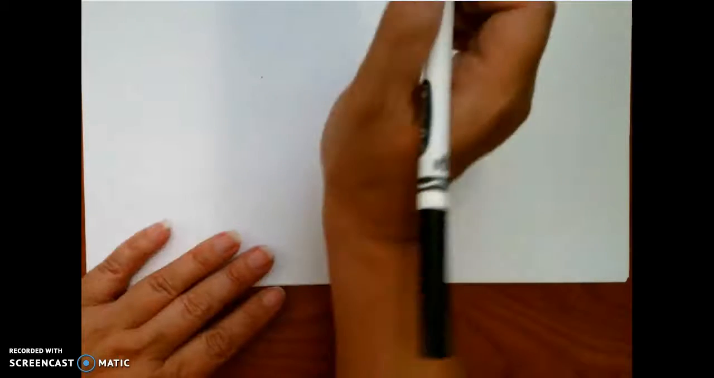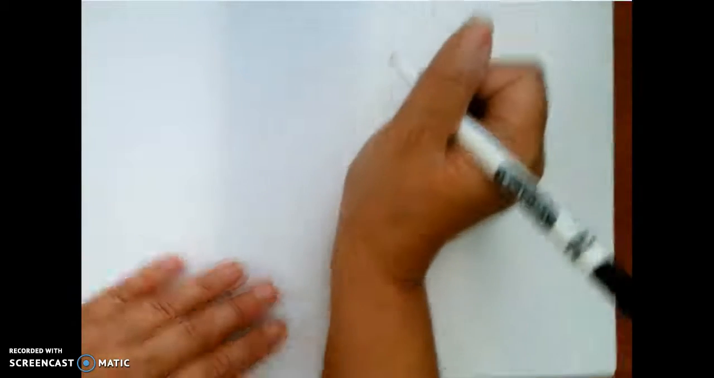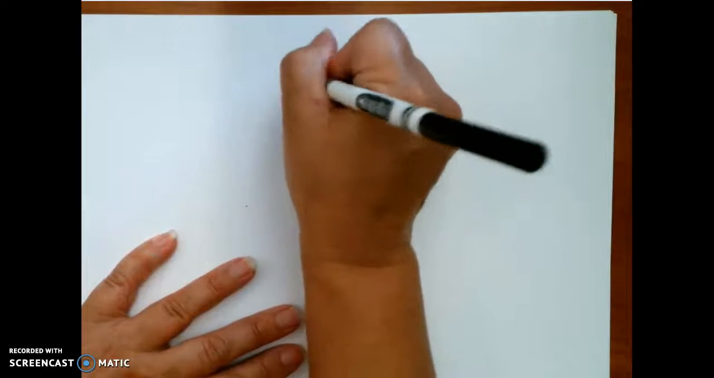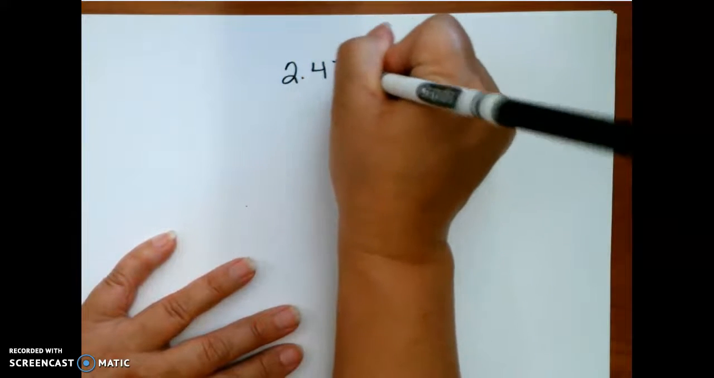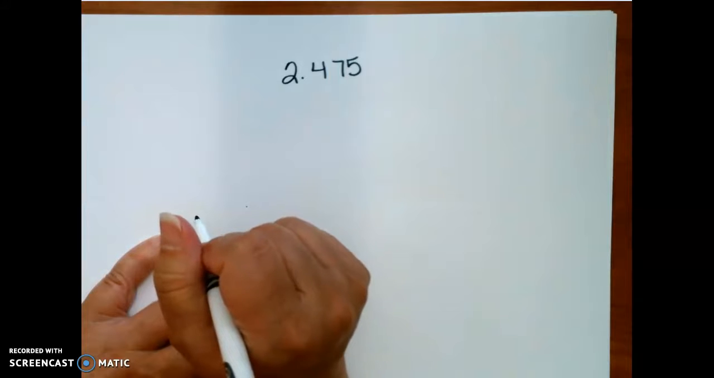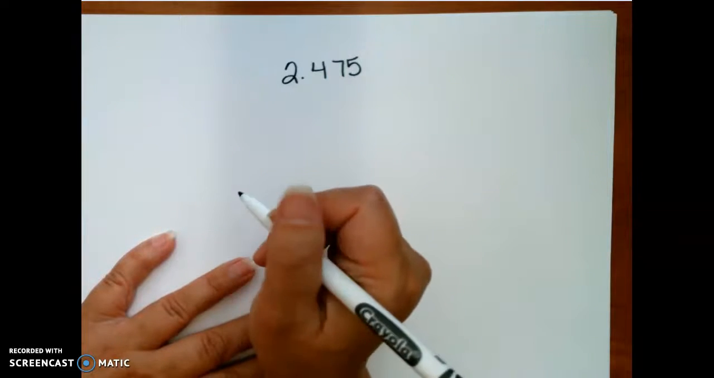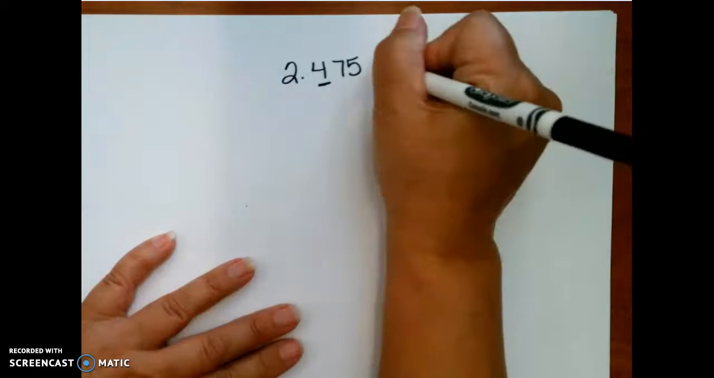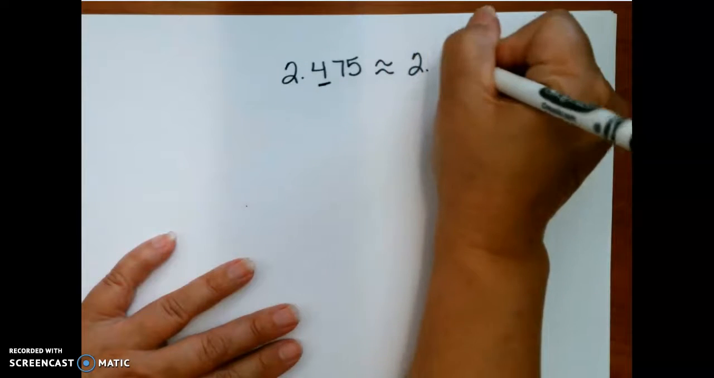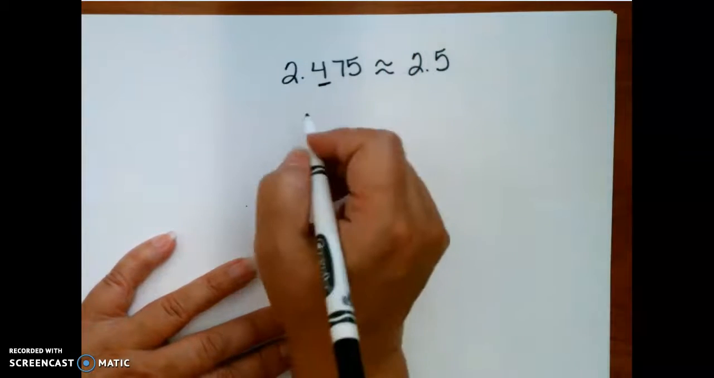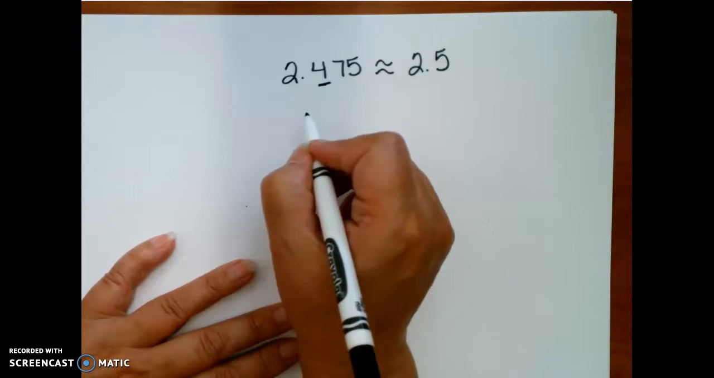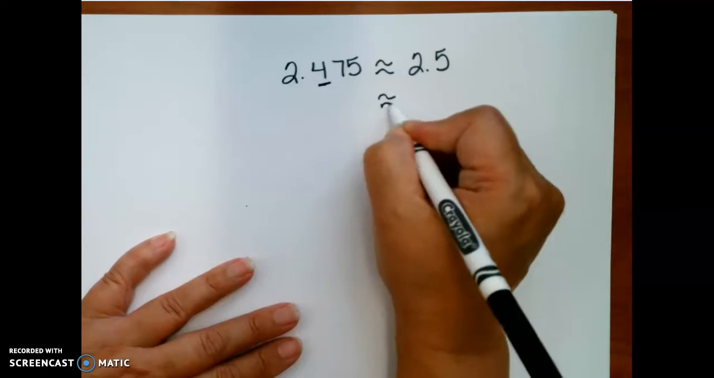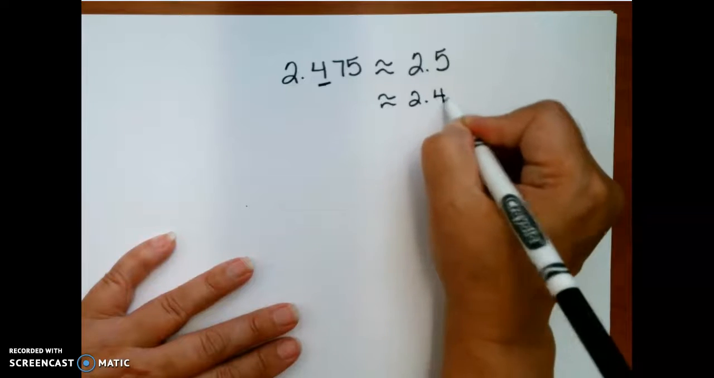So now we're going to round to different place values. I have 2 and 475 thousandths. If we round that to the nearest tenth, what are we going to round that to? It's about 2 and 5 tenths. Rounding it to the nearest hundredth, I would have 2 and 48 hundredths.